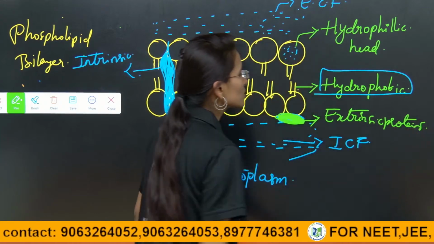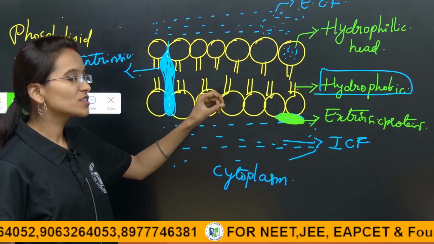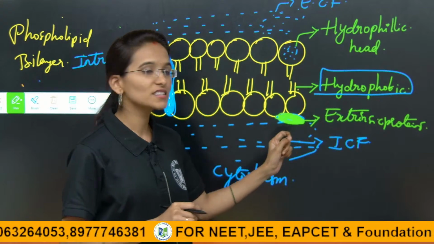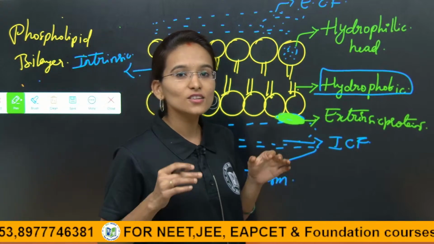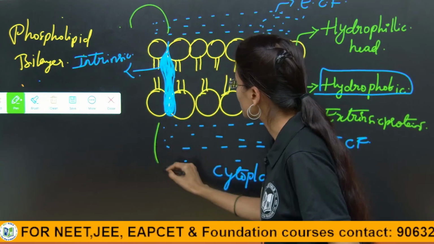Okay. So yes, that's it. This is about the general composition of the plasma membrane, which is going to contain extrinsic proteins as well as intrinsic proteins. Those are just meant for transporting the ions from here to here.